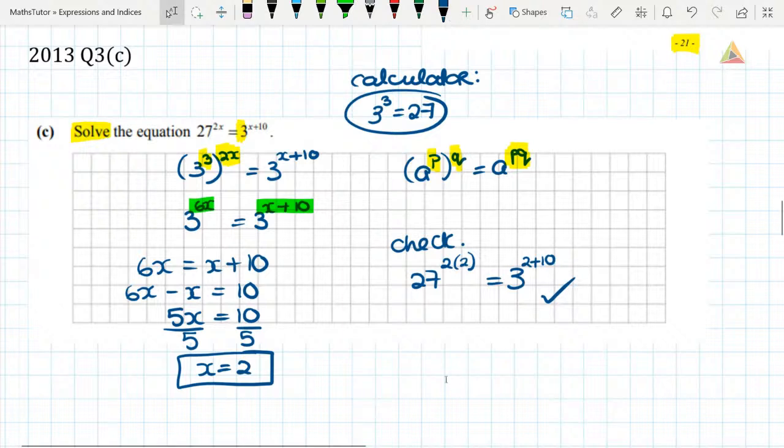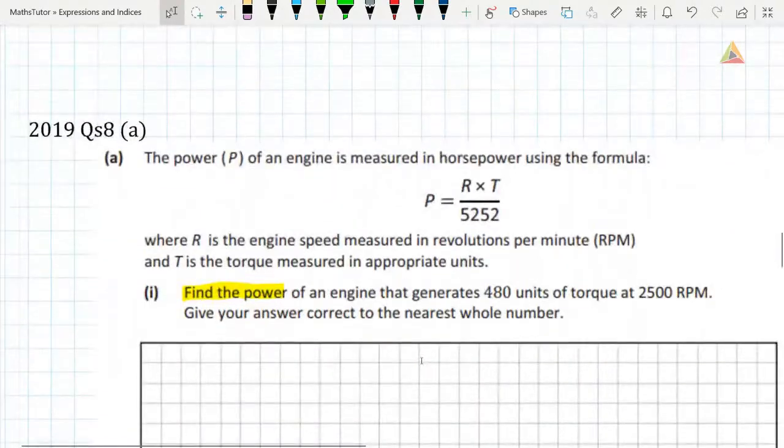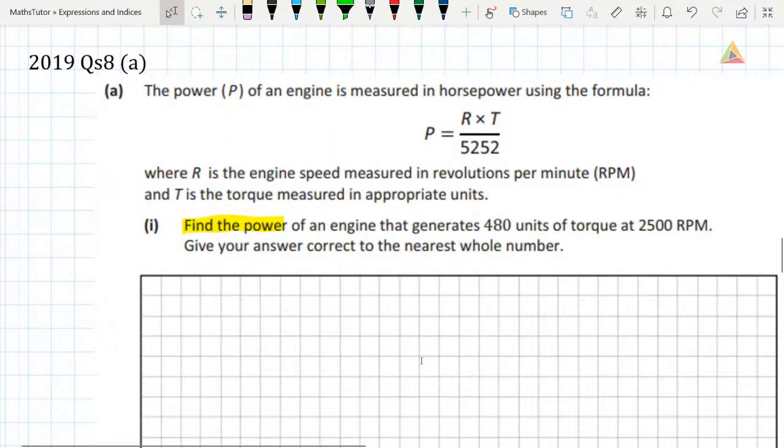The last thing that we want to look at today is rearranging and using formulas. So this is 2019 question 8A. This is only a part of it here, so we're just going to look at question 8A. Part A says the power P of an engine is measured in horsepower using the formula P is equal to R multiplied by T, all divided by 5,252.